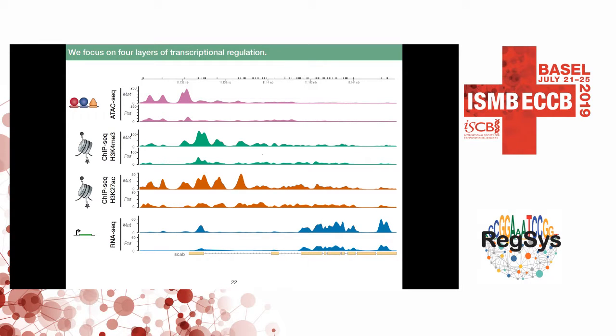Here you have the example of a genome region next to the SCAP gene, and you have the 4 different assay signals that are allele-specific, and you have the maternal track at the top and the paternal track at the bottom. And you can see here that in this specific region, you are maternally biased for all the different regulatory layers, because more signal is coming from the maternal track.